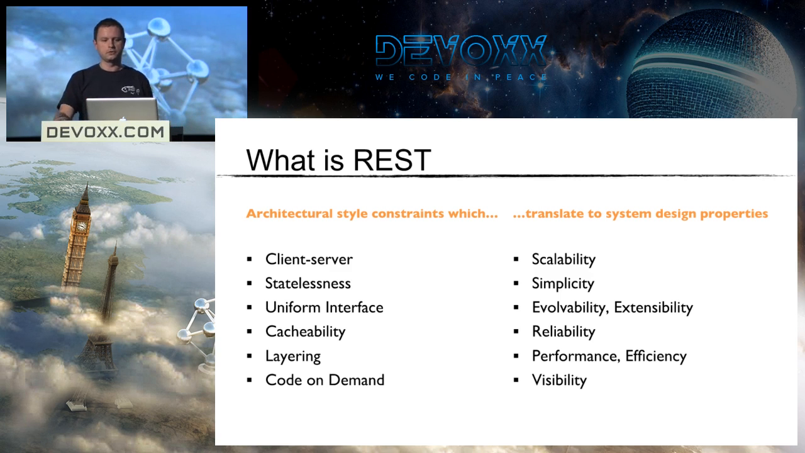So if you don't doze off, you will eventually learn that REST is an architectural style which basically defines some constraints that you should apply to designing your systems. And if you apply those constraints, your systems should exhibit some properties induced in those systems. So here you will learn about how statelessness impacts scalability and simplicity of your services, as well as evolvability, how the uniform interface affects evolvability and simplicity, how cacheability improves performance and stuff like that.